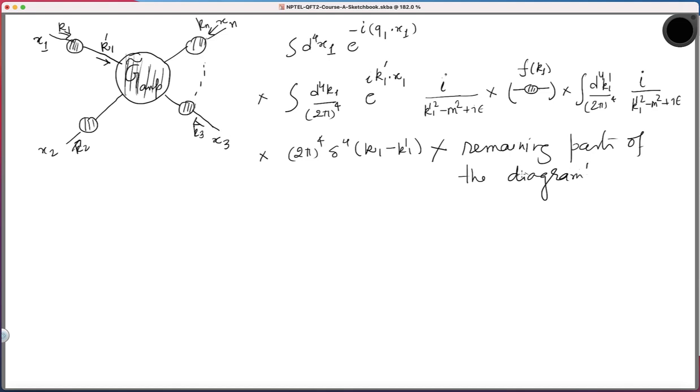I'm writing diagram a bit loosely because you have to actually add up all the diagrams. So it is not just a diagram, but rather the sum of all the diagrams. Now, this is G tilde basically. So what do you get? You collect x1 and integrate over it, and that gives you 2 pi to the 4 delta 4 of q1.